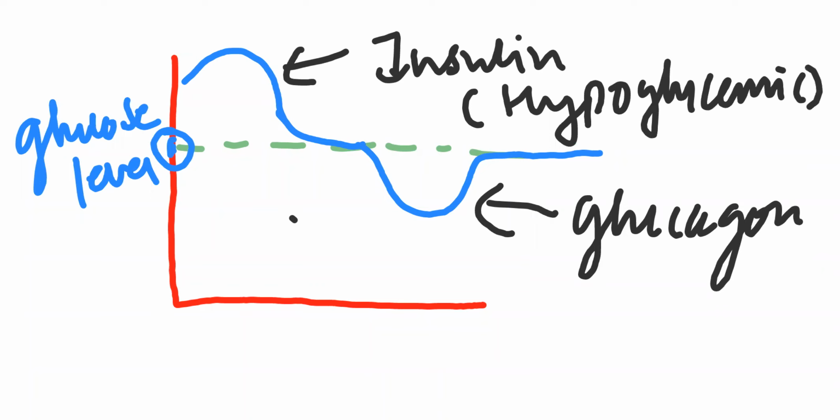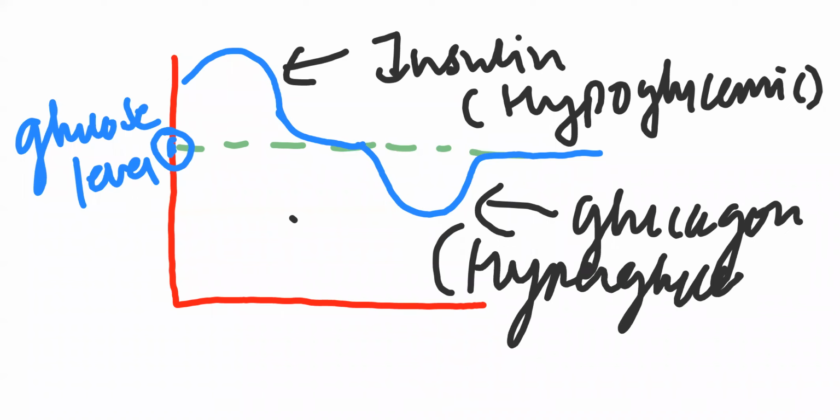And what could be the term employed for the glucagon? The one which is raising your sugar level from the low to the normal. Exactly, it's the hyperglycemic one. So it is the interplay of these two, the hypoglycemic hormone insulin and hyperglycemic hormone glucagon. It is these two which will bring it to the normal.